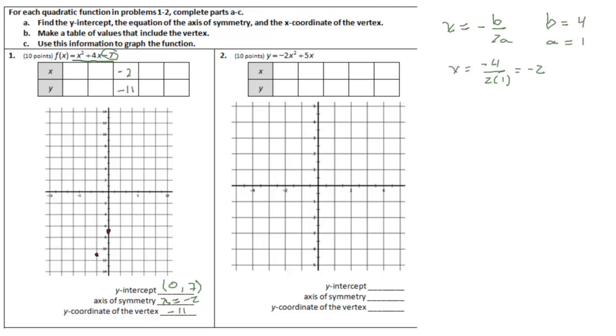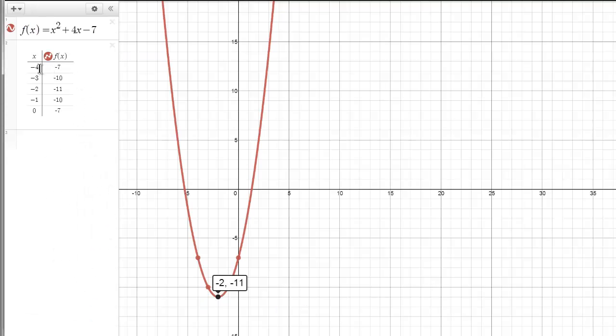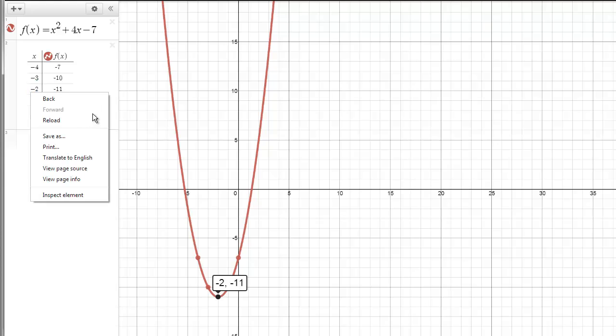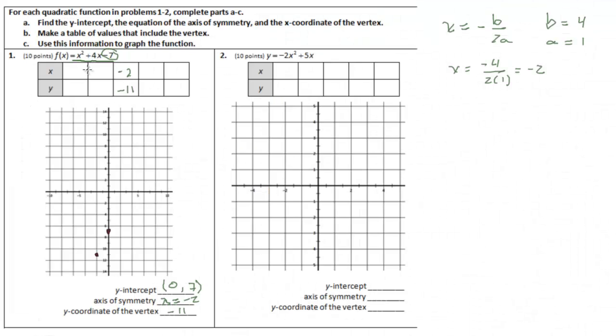I'm going to allow my calculator to do that. -4, -7. Notice I put the vertex right here in the middle. So we have -2, -11, -4, -7, -3, -10. Let's go back to here. -4, -7, -3, -10.